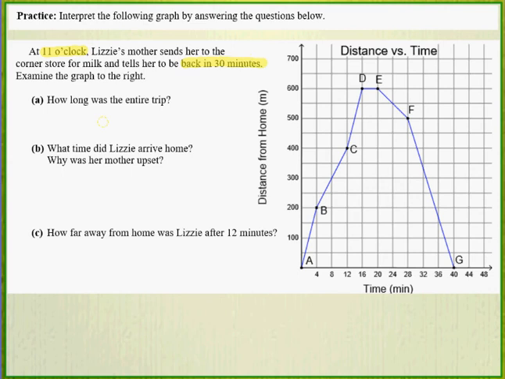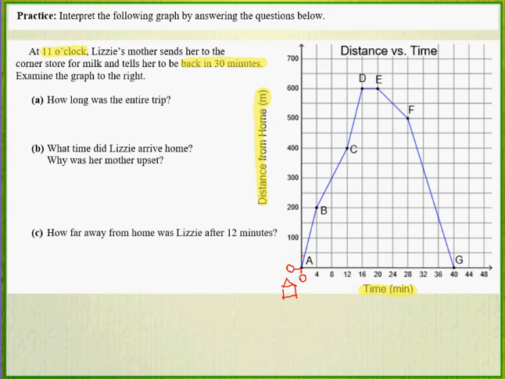First question wants to know how long is the entire trip. First, it's important to notice that this is the time at the bottom on the x-axis, given in minutes, and that the y-axis is describing the distance away from home in meters. So we want to calculate how long the entire trip was. Well, time 0 is here. Time 0 indicates that she had a distance of 0. So this is when she's at home.